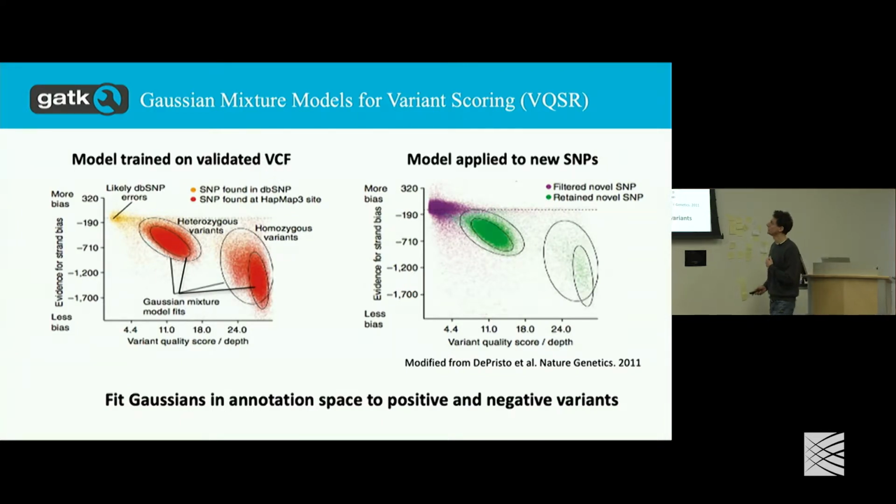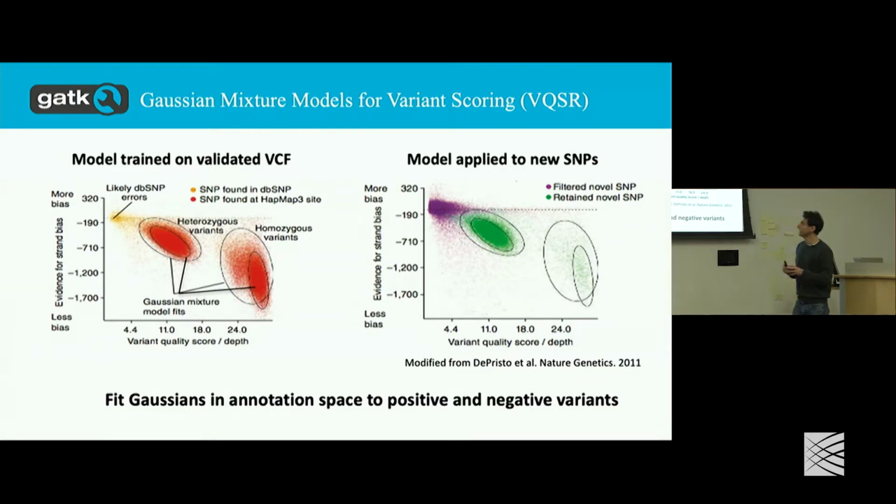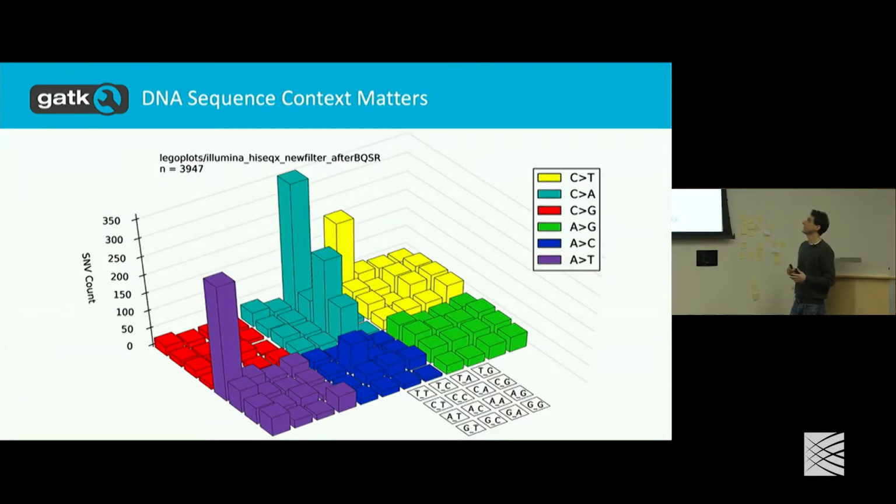Okay, so another thing to notice about this model is we're just using the annotation values. So we're leaving some data on the table. The first data item that we're leaving on the table is the DNA sequence. So the sequence context matters. And I'm going to illustrate that by showing a Lego plot.